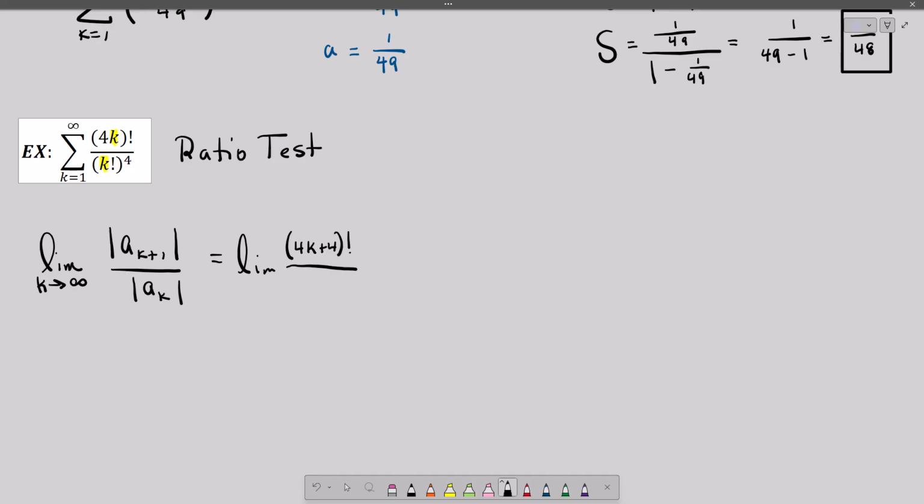When that k gets replaced with a k plus 1, we have 4 multiplied by the quantity k plus 1. That 4 distributes, giving us a 4k plus 4. In the denominator, we will have a k plus 1 factorial, but then all of that is raised to the 4th power. So there's our a sub k plus 1.